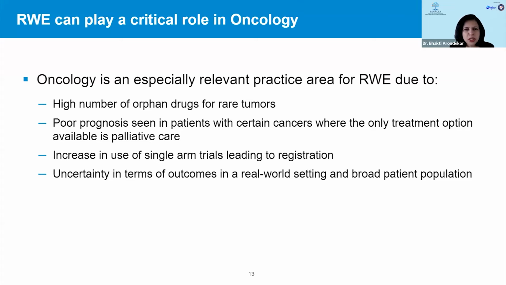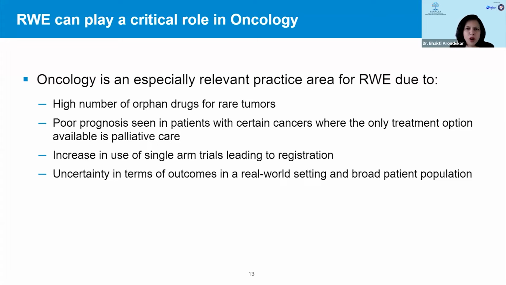This is also linked to single arm trials. So a lot of oncology products are approved using single arm trials. So how do you compare the efficacy from a single arm trial to what is being done in a real world setting? And very often observational studies can help you in doing these comparisons.